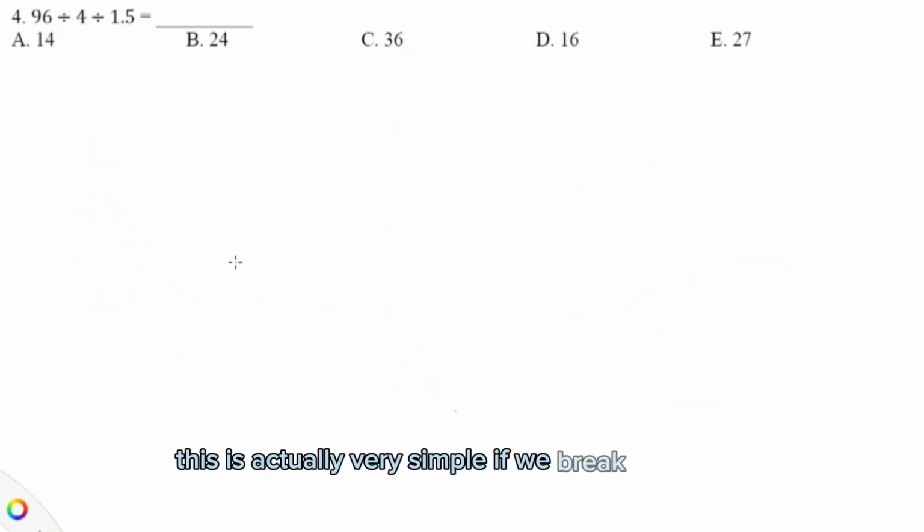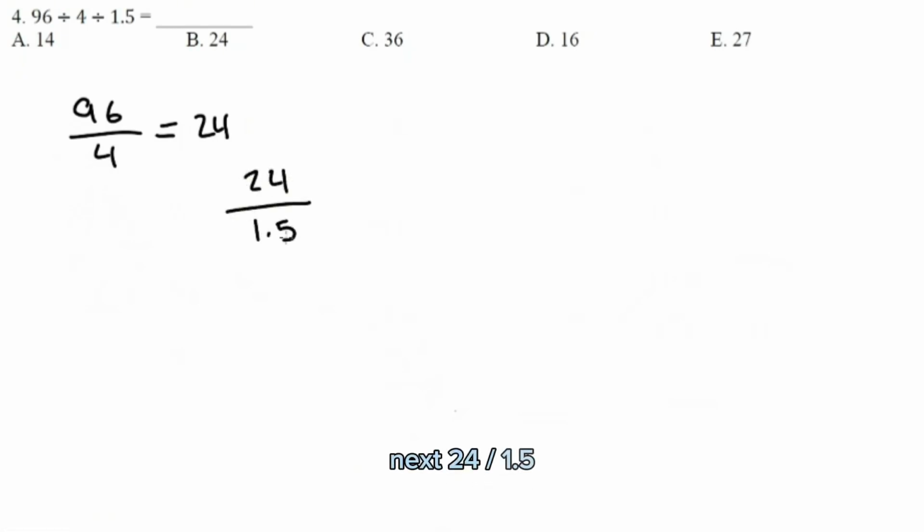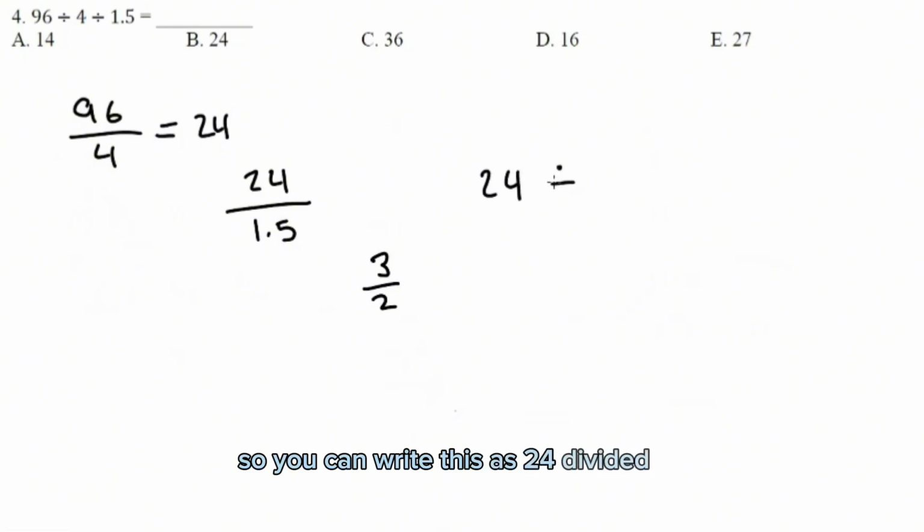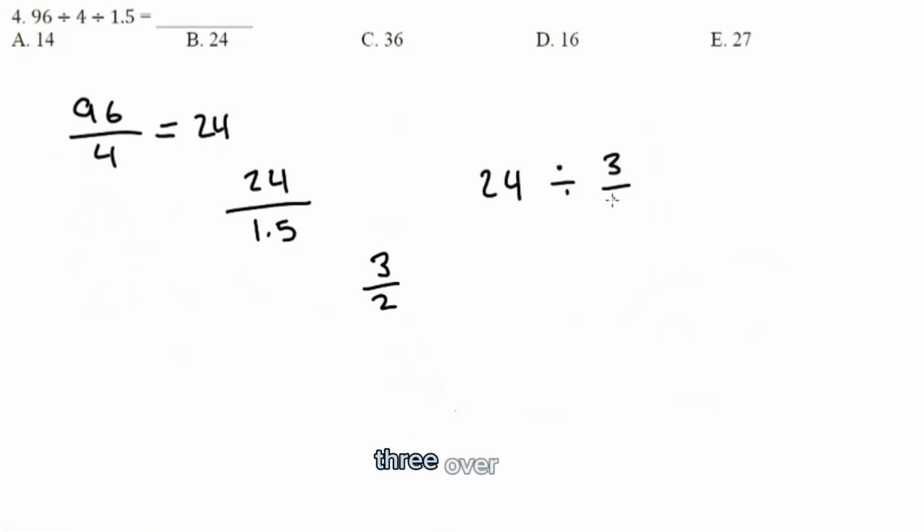Next, what is 96 divided by 4 divided by 1.5? Alright, this is actually very simple if we break this down. So 96 divided by 4. Alright, so 96 divided by 4 is 24. Next, 24 divided by 1.5. Another way of writing 1.5 is 3 over 2. So you can write this as 24 divided by 3 over 2.